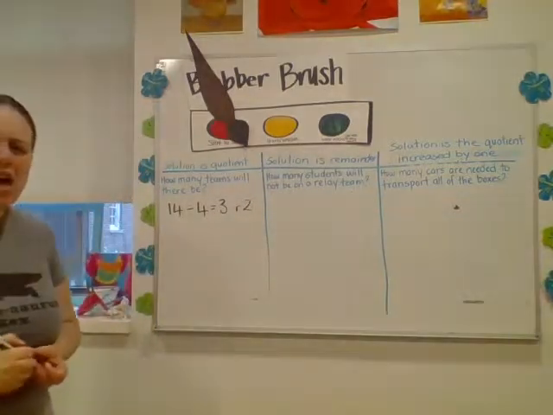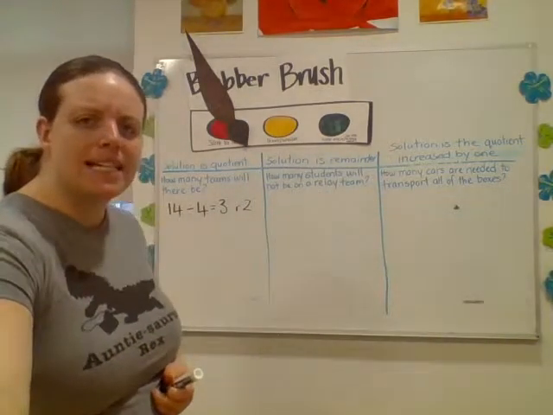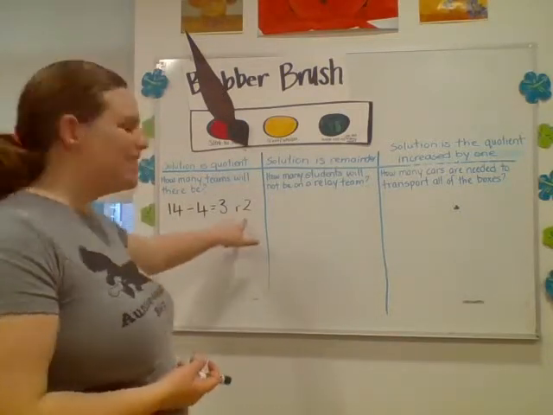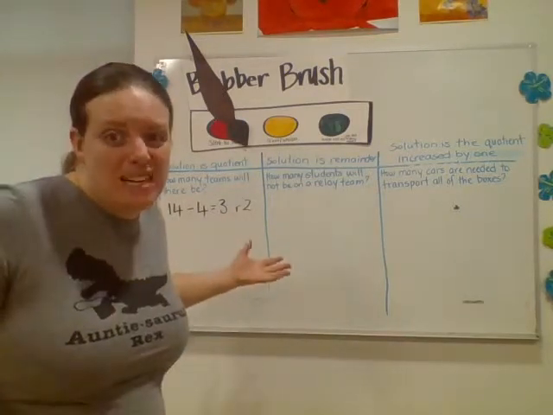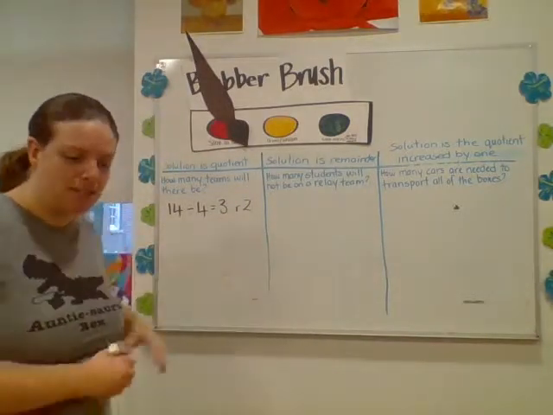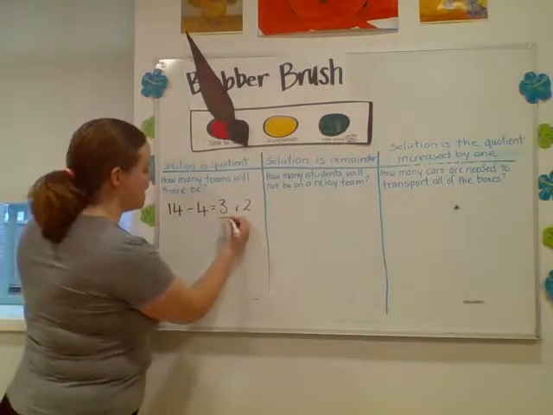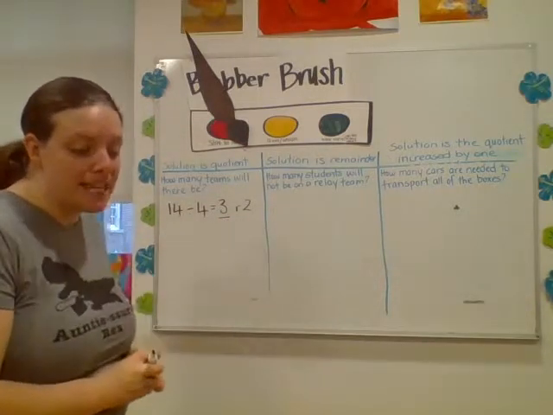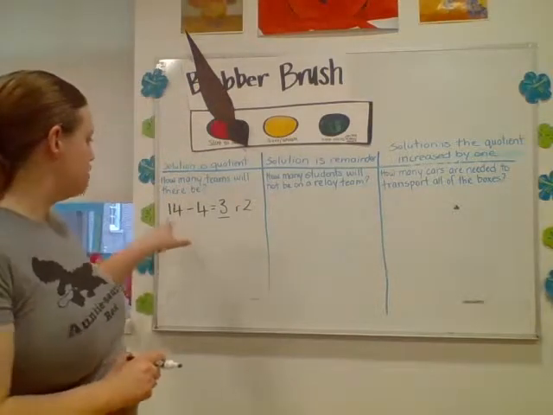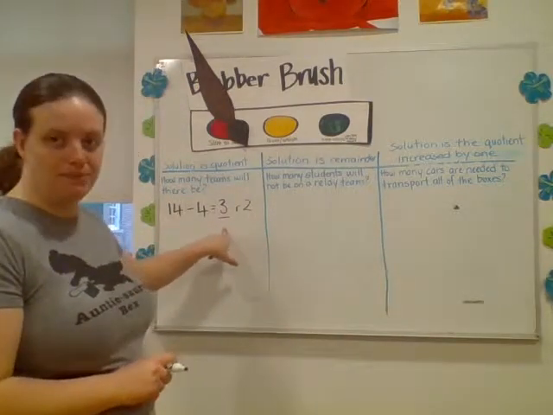Now, in this question, they're asking us how many complete teams there are. And so these 2 people, they're not in a team. So we have 3 complete teams. There will be 3 teams. So in this case, our solution is going to be our quotient.